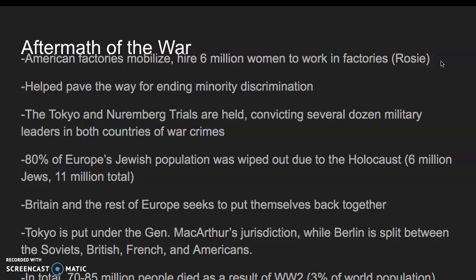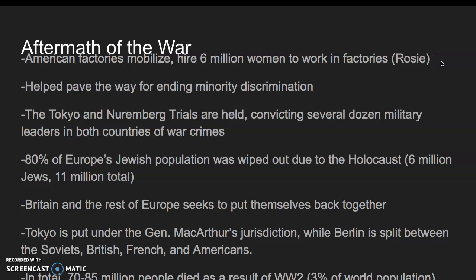Aftermath of the war. American factories have to mobilize in order to meet the impressive demand for supplies and weapons. Hire 6 million women to work in factories. Now we see Rosie the Riveter. This follows a pattern from World War I. Help pave the way for ending minority discrimination, both in the workforce and in the military.